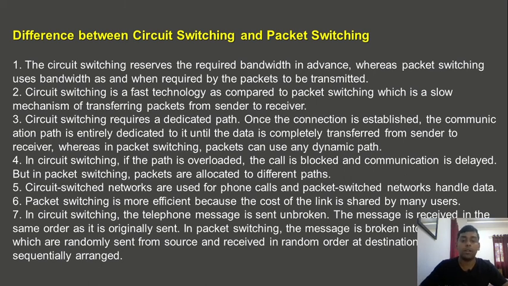Circuit switched networks are used for phone calls, and packet switched networks are used for handling data, like mobile data or any data. Packet switching is more efficient because the cost of the link is shared by many users. In circuit switching and telephone calls, the message is sent unbroken, and the message is received in the same order in which it was originally sent. In packet switching, the message is broken into small packets and randomly sent from the source and received in a random order, which is then sequentially arranged.